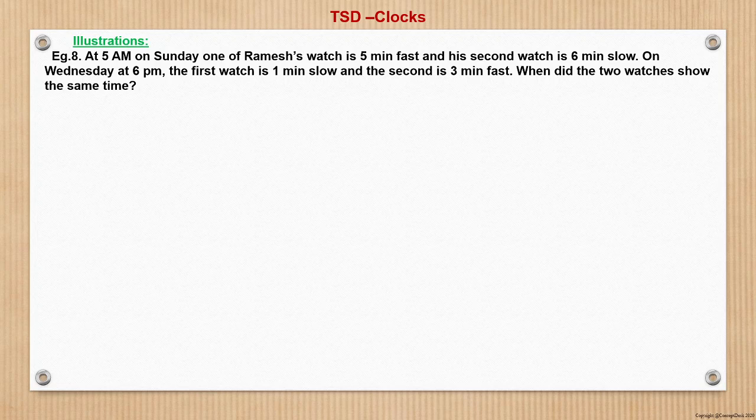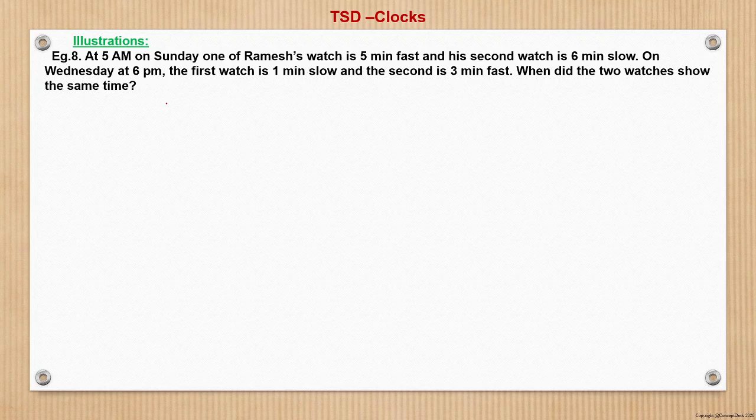It says that at 5 a.m. on Sunday, one of Ramesh's watches is 5 minutes fast and his second watch is 6 minutes slow. On Wednesday at 6 p.m., the first watch is 1 minute slow and the second is 3 minutes fast. When did the two watches show the same time? So this is also a good problem. Let us see how to solve it.